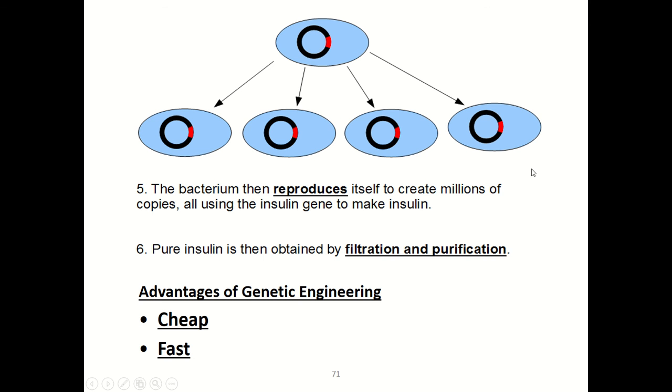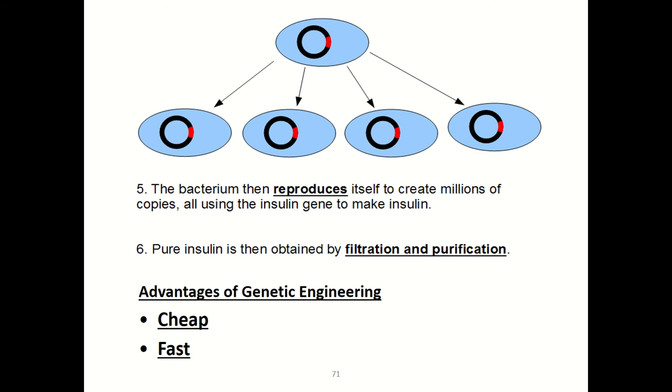And as a result, we will have millions of copies of this bacteria, and this bacteria can make lots and lots of insulin. So pure insulin is then obtained by filtering it and purifying it. This process is known as downstreaming.